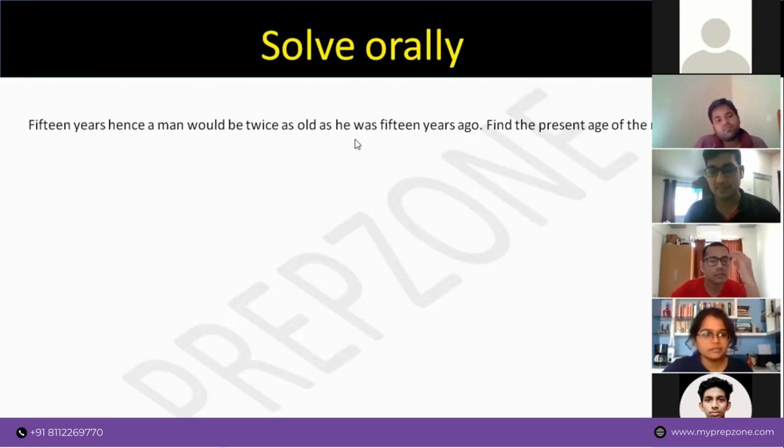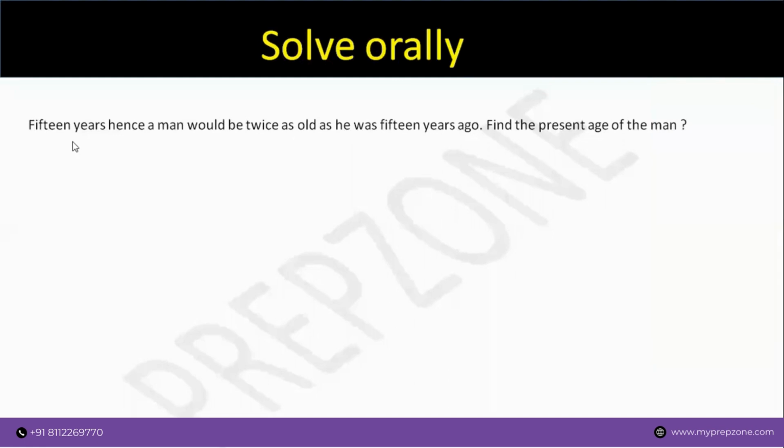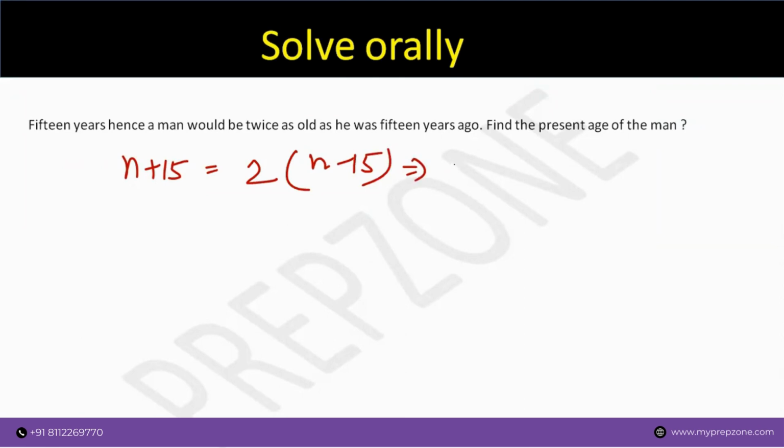Yeah, start. Okay, 15 years hence, meaning 15 years from now. So, m plus 15 is equal to 2 into m minus 15. Solving this, you get 45. Okay. So that's the answer.